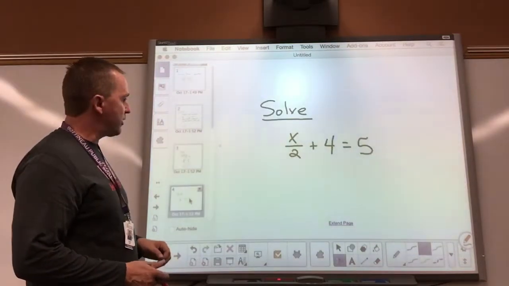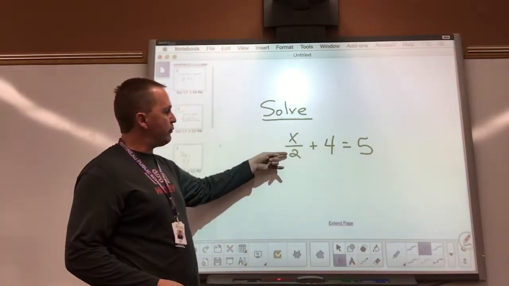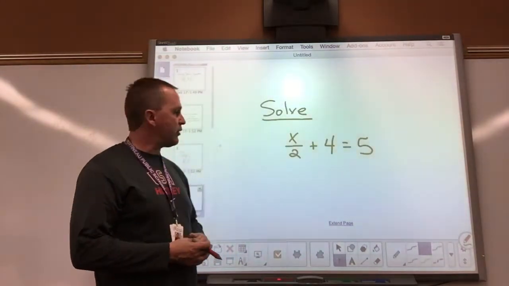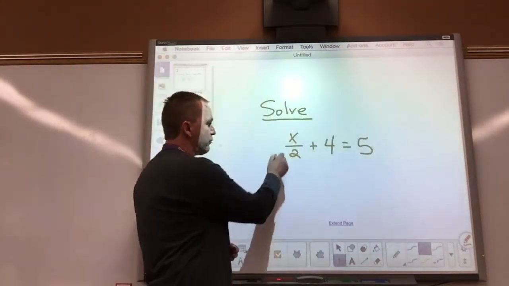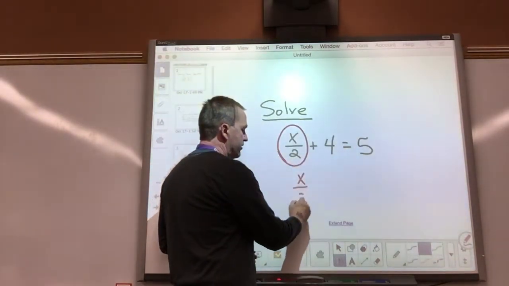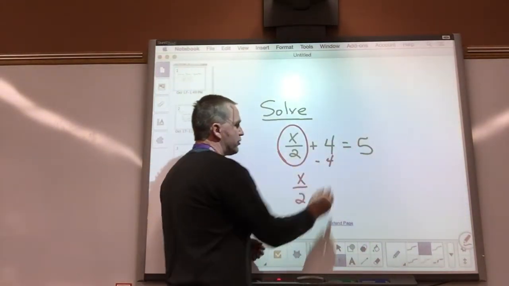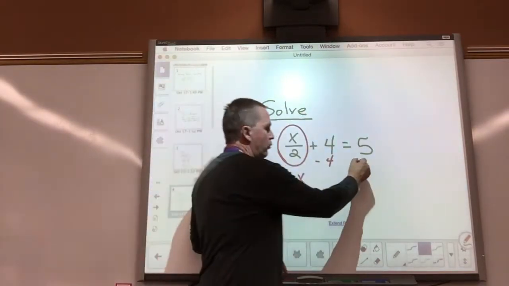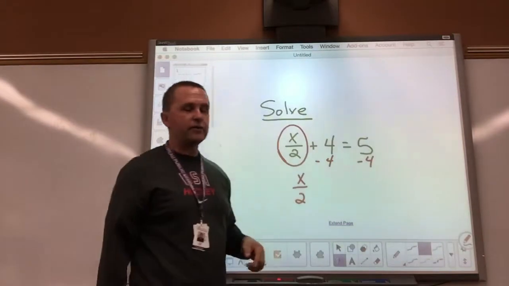Let's try one other quick little example here. In this case, we have x divided by 2 plus 4 equals 5. I'd like to solve this equation for x, and in this case I'm going to try to leave this by itself. So I'll leave the x divided by 2, but I will subtract 4. Notice I looked at the addition of 4 and I used the opposite. What I do to one side I also do to the other side.